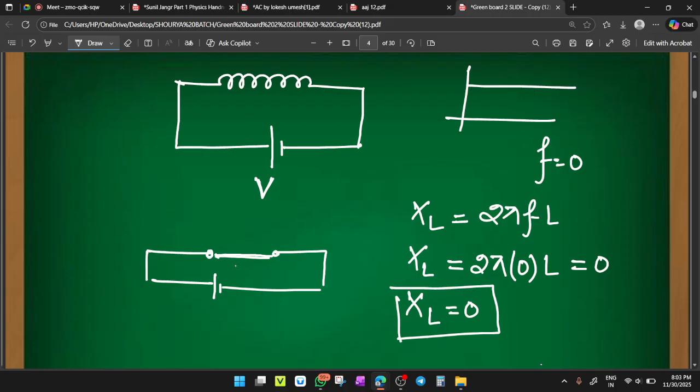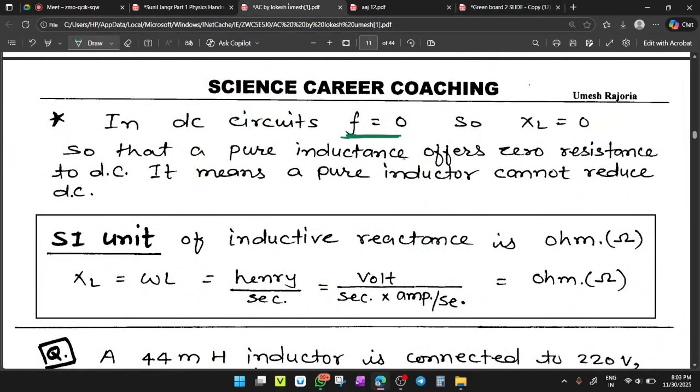And this circuit is supposed to be a short circuit, so a short path will be there. In the AC circuit, f equal to 0, so XL equal to 0, so a pure inductance offers zero resistance to DC. It means a pure inductor cannot reduce or limit the value of DC. It will pass the whole current through it.